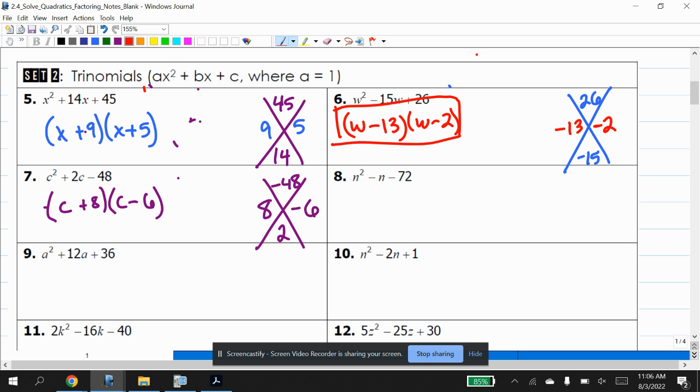Let's do number 8 there, because it's got that 1 in there that makes it, sometimes we get a little squirrely on those. So what goes on top of my x? Negative 72. What goes on the bottom? Negative 1. Multiply to be a negative 72. Add to be a negative 1.